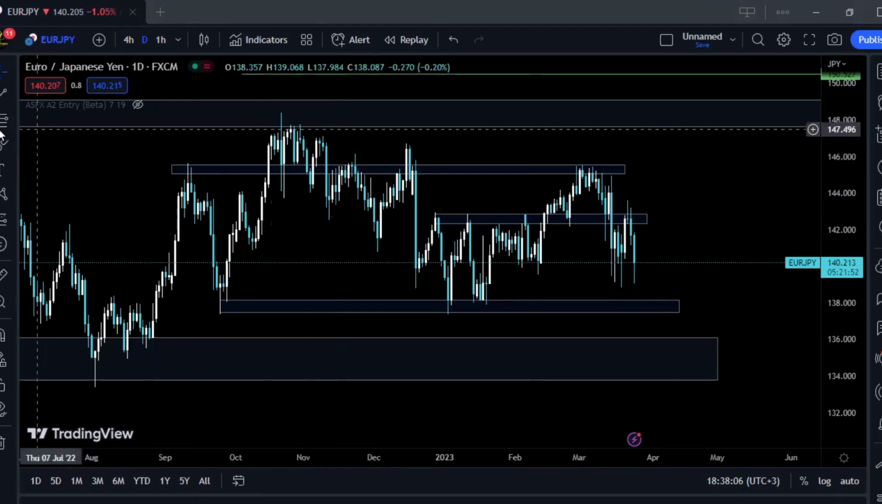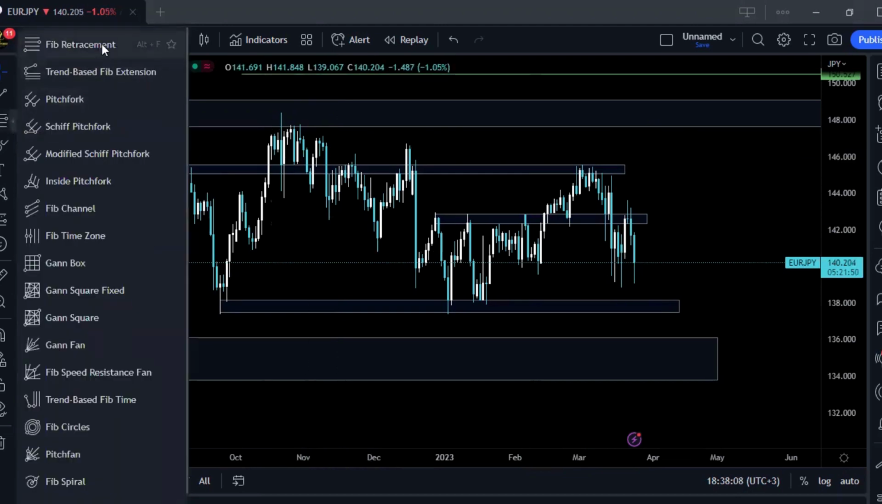The one that we're going to be talking about today is Fibonacci retracement. The two Fibonacci tools that I use are Fibonacci retracement and Fibonacci extension. But today we are only going to be talking about Fibonacci retracement. Next time we'll be talking about Fibonacci extension, so you don't want to miss that out. Turn on that bell notification and be subscribed to the channel.